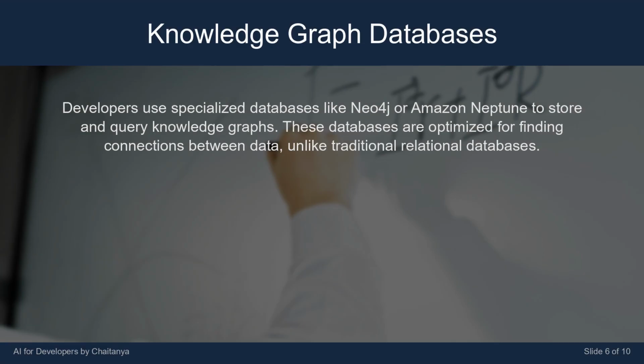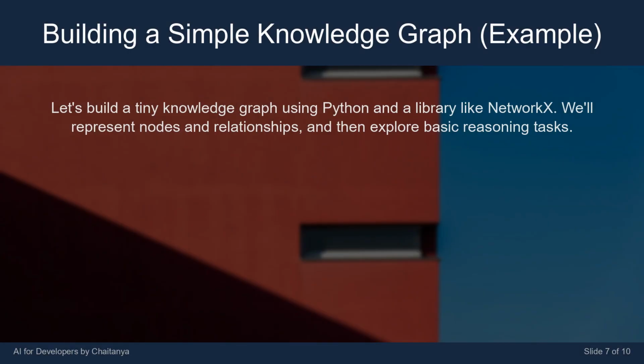Developers use specialized databases like Neo4j or Amazon Neptune to store and query knowledge graphs. These databases are optimized for finding connections between data, unlike traditional relational databases. Let's build a tiny knowledge graph using Python and a library like NetworkX. We'll represent nodes and relationships, and then explore basic reasoning tasks.